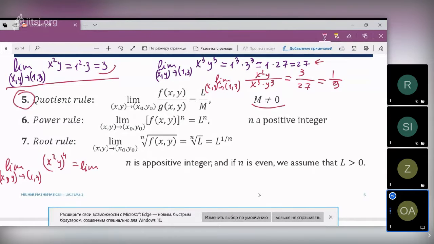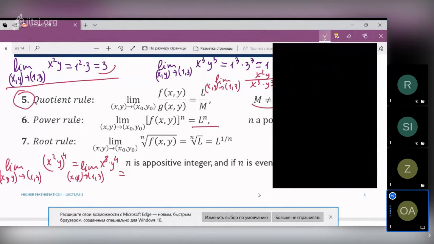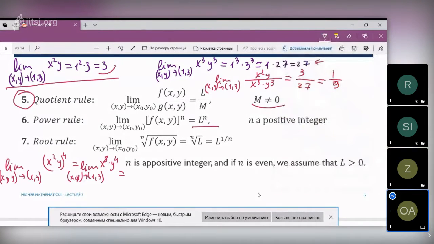And this one will be limit as (x, y) tends to (1, 3) of x to the 2 times 4, which is 8, times y to the 4. You can calculate this one by plugging in 1 instead of x and 3 instead of y. Or you can use this rule. Without this one, if you use that rule, you will not need this.